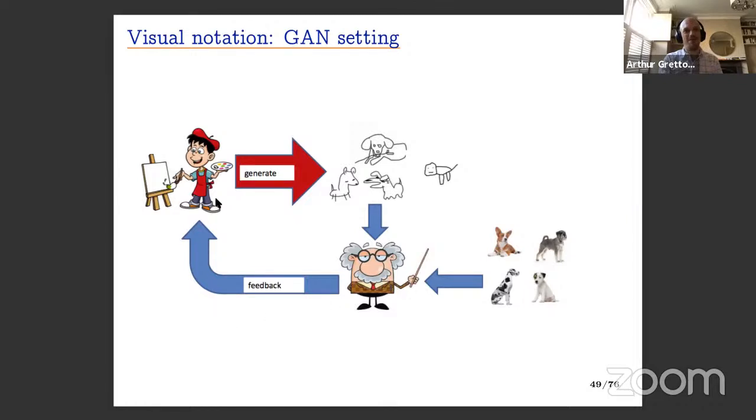My critic is going to give feedback to my student, and this is going to cycle until I reach some stationary point where either my student stops improving or my critic can no longer tell my real from my fake dogs. Okay, so this is my sort of visual GAN.